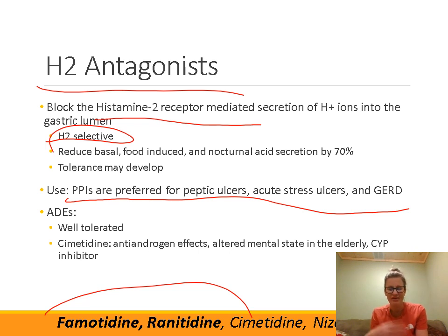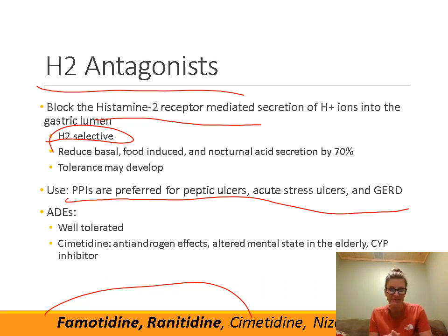But then we have PPIs. PPIs work better than these, and PPIs have a longer duration of action. So when you're talking about preventing heartburn, PPIs are better. When you're talking about treating heartburn, antacids are better. So H2 blockers are kind of losing their place in therapy. They are well tolerated, however, in general. Famotidine and ranitidine do tend to be well tolerated without a lot of adverse drug effects.